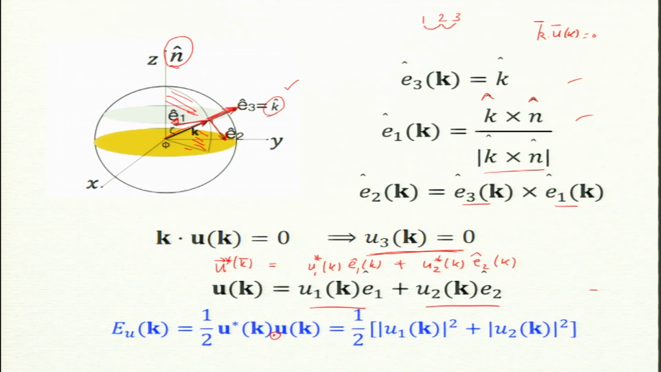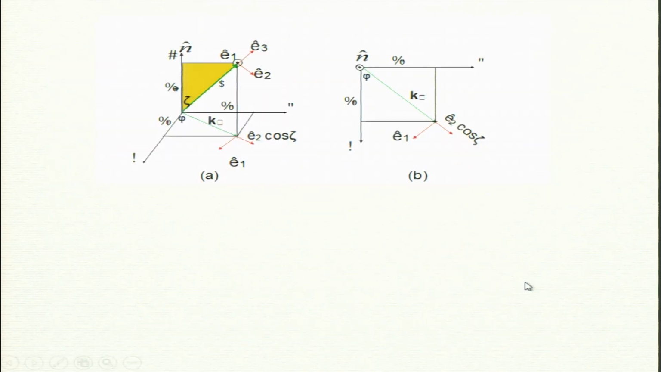Now, if I take a dot product of these two, E1 dot E1 is 1, E2 dot E2 is 1, but E1 dot E2 is 0. So, you can easily see that you will get these terms. So, kinetic energy is just half U1 mod square plus half U2 mod square. Now, let us try to understand how to convert this in real space.